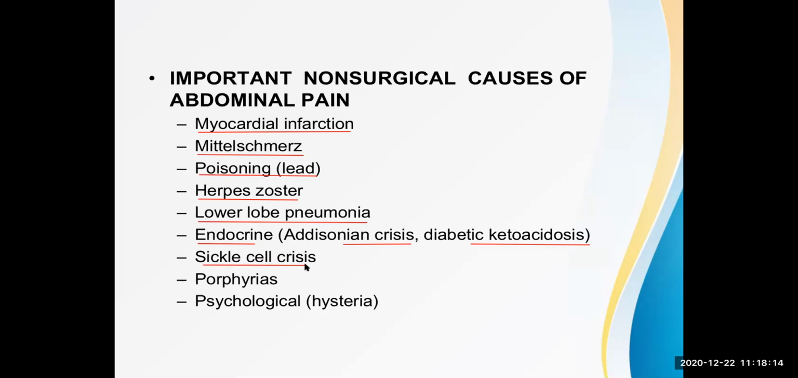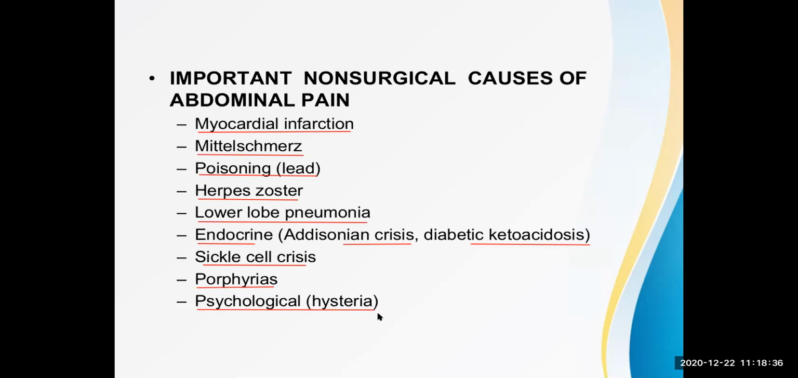Sickle cell crisis, we just talked about this. There is ischemia occurring everywhere, even in the abdomen. Porphyria, acute intermittent porphyria causes abdominal pain. This is a disorder of heme. And psychological, also known as a hysterical problem.